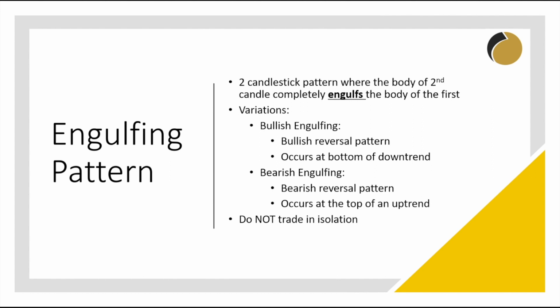So to summarize, an engulfing pattern uses two candlesticks where the body of the second candle completely engulfs the body of the first. There are two variations, a bullish engulfing and a bearish engulfing candlestick. Once again, I would like to reinforce, and you will hear me say this a lot, do not just use it by itself. Do look at a couple of indicators. In the previous example, we used that 200-day exponential moving average, but you could use other indicators as well, such as MACD, stochastic oscillator, and so on.